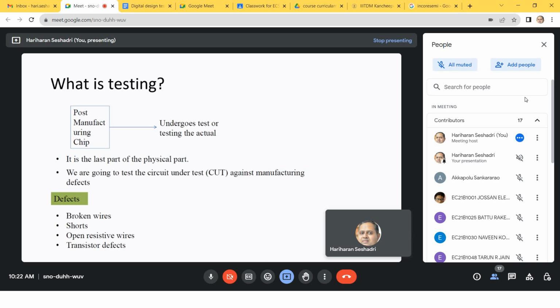Infinite impedance. Very good. Give me an example. When a circuit breaks, sir, like an open circuit, that's why infinite impedance. Very good. Open circuit. And next is transistor defect. What is a transistor defect?